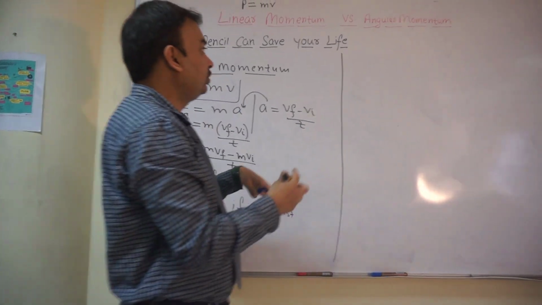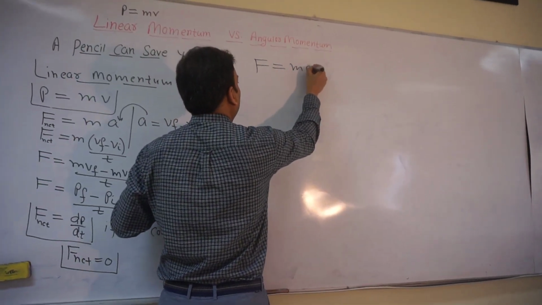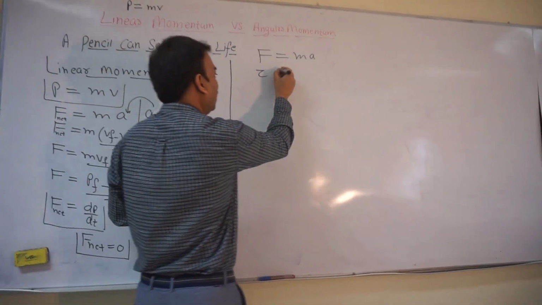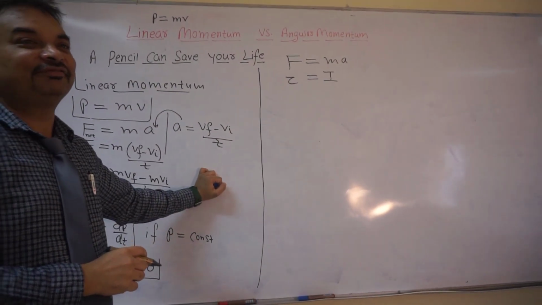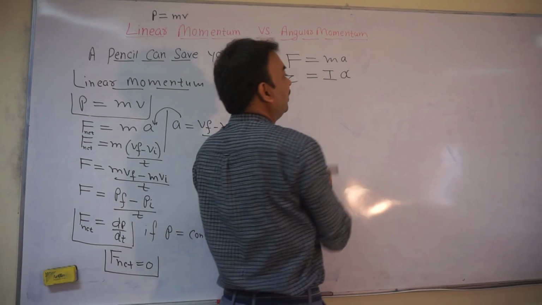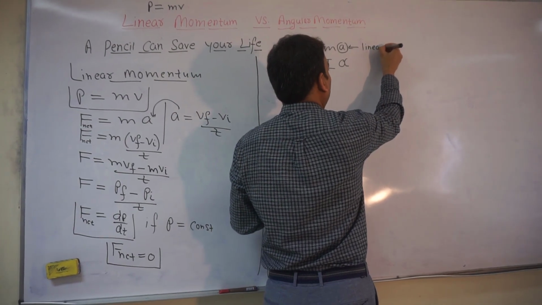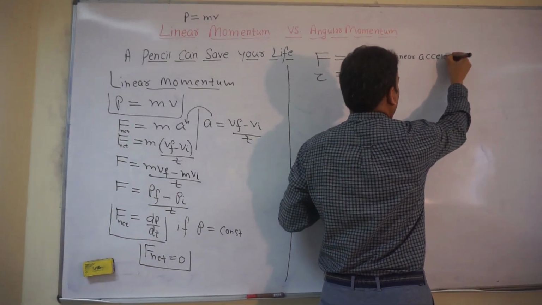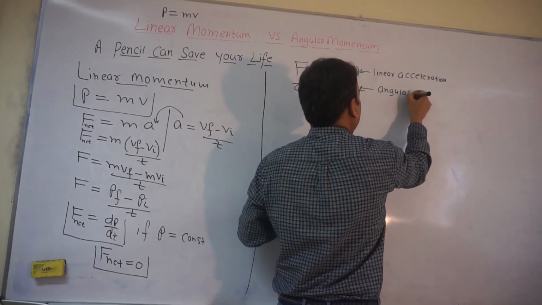So let us do the angular momentum. Now, again by taking F is equal to M into A, force is replaced by torque in the rotational motion. Mass is replaced by moment of inertia I. Linear acceleration is replaced by angular acceleration. Angular acceleration is alpha. So this A is a linear acceleration, and alpha is an angular acceleration. Every time we are just doing the same formula.